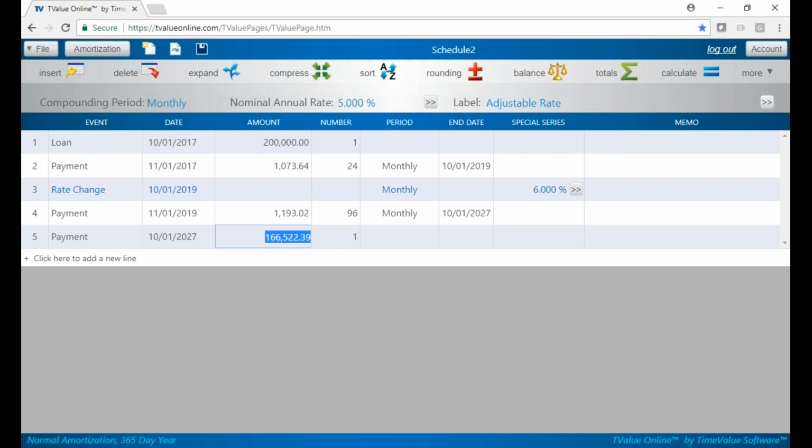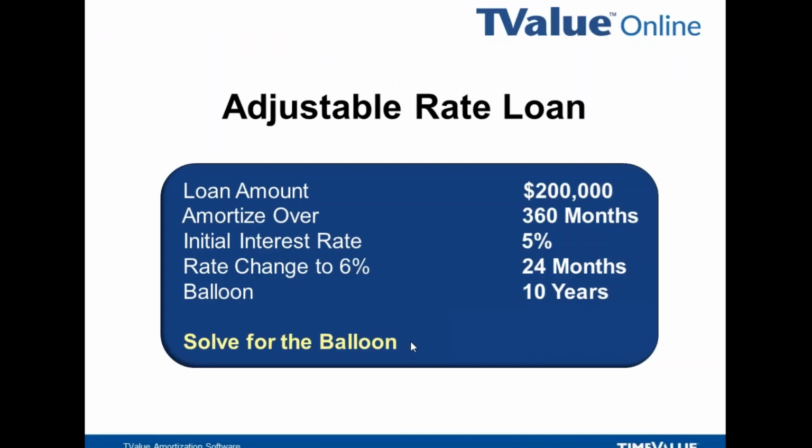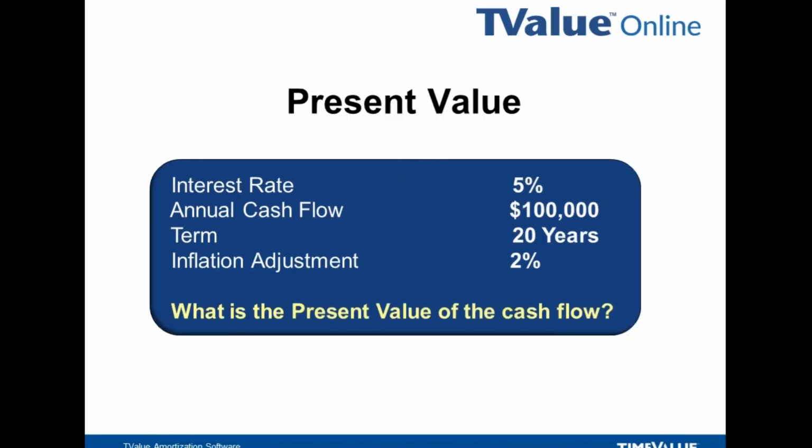Thanks, Chuck. So we're going to do a bunch of calculations, show you different capabilities of the program, and different ways that you can use TValue. So first, let's do a present value calculation. Present value calculation is very common in business for settlement type of offers. You do a net present value calculation. In the note industry, when you're buying or selling notes, you can do a present value calculation.